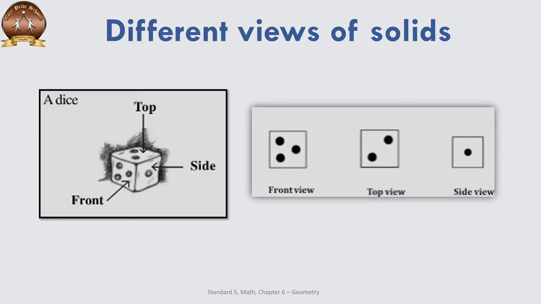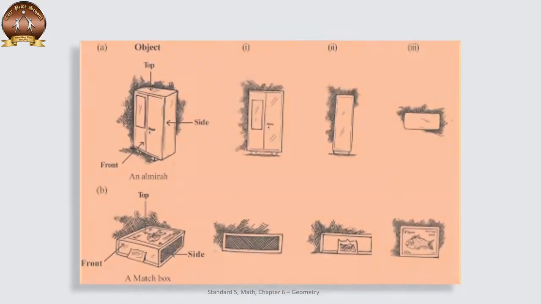Now if you see in the front view, you can see 3 dots, that is the number 3. In the top view, you can see 2 dots, and in the side view, you can see 1 dot. We are going to learn a few more examples to understand what the views of a solid are.